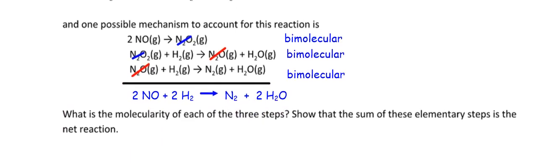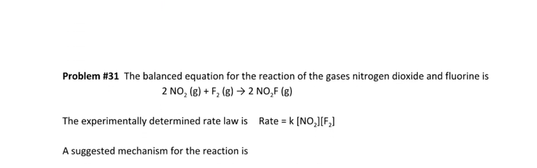Okay, what about problem number 31? Okay, it says the balanced equation for the reaction of gases nitrogen dioxide and fluorine is here. Here is the rate law. So notice that this right here does not match the rate law, okay? Because here I have 2 NO2s and here I only got 1 here. So let's look at the suggested mechanism. All right, so a suggested mechanism for this reaction, here we go.